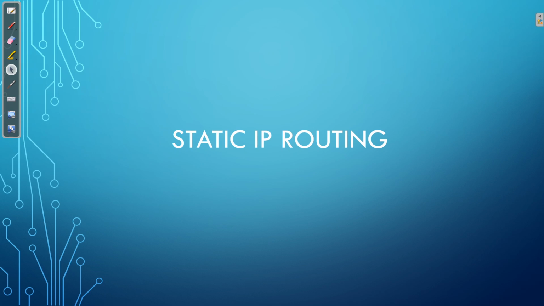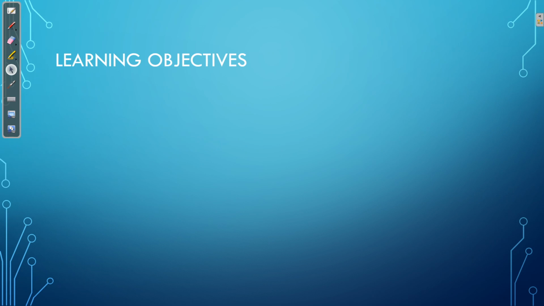In this video, we're going to look at how we can use static IP routing to train our Cisco devices on how to reach those different networks across our enterprise. The learning objectives are as follows: to understand what a static route is and to understand why we need static routes in the first place. So let's look at why we need them, how they work, and then we'll walk through an example to see what's going on behind the scenes.